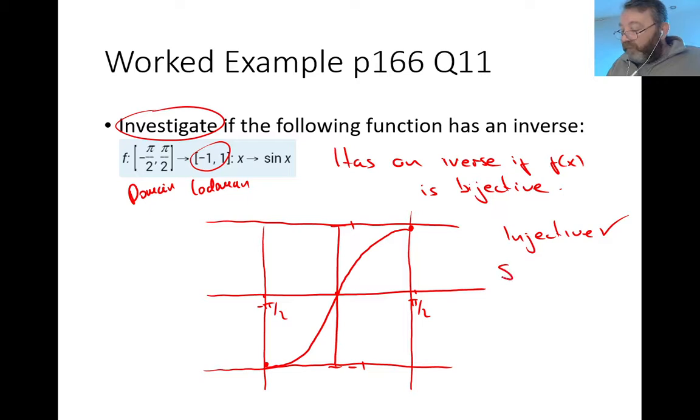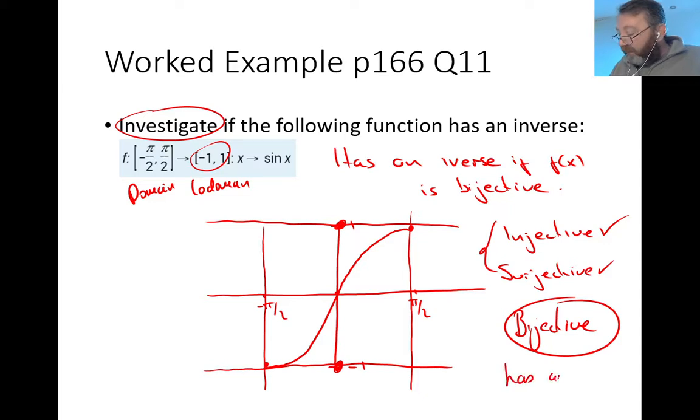Okay. Now, is it surjective? That's what we want to test next. Well, we're only allowed to have values in my codomain from minus 1 to 1. So we're only moving from here to here. Now, are all those values related to the function as drawn? And the answer is yes. No matter what value you take between minus 1 and 1, it will have a corresponding value on the graph. Therefore, it is surjective. And if it is both of these, then it is bijective. And if it's bijective, it has an inverse.